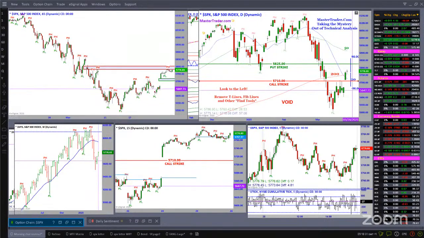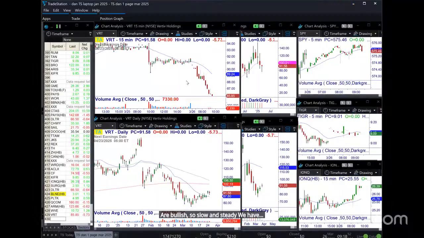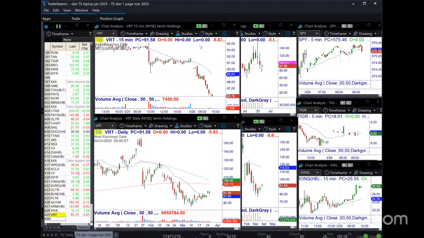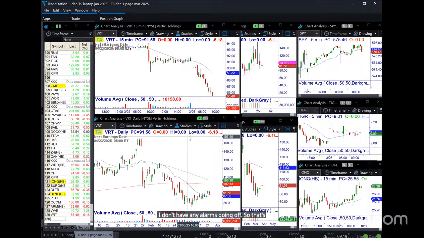Morning. Yeah, I think another boring day, but as I said yesterday, hourly charts are bullish, so slow and steady. We have a ton of open bullish positions in the advisory letter. So it makes them easy to manage if it's slow and steady. I don't have any alarms going off. That's another testament to nothing's going on.